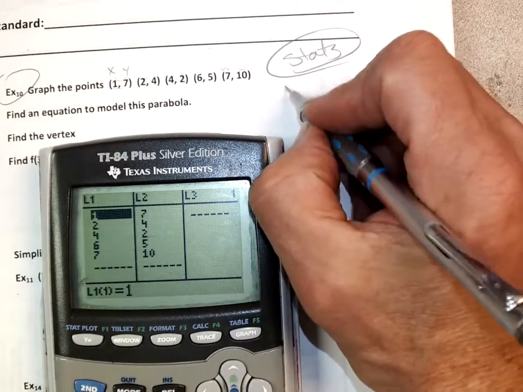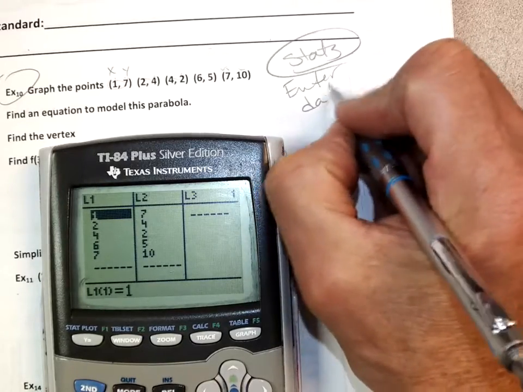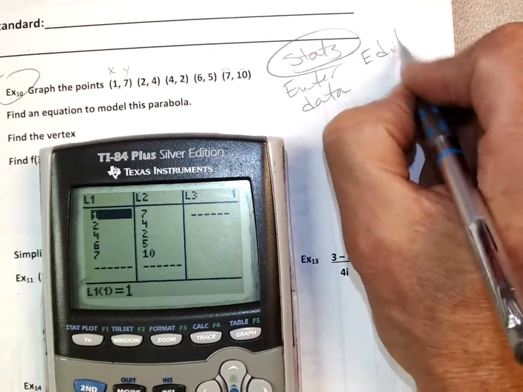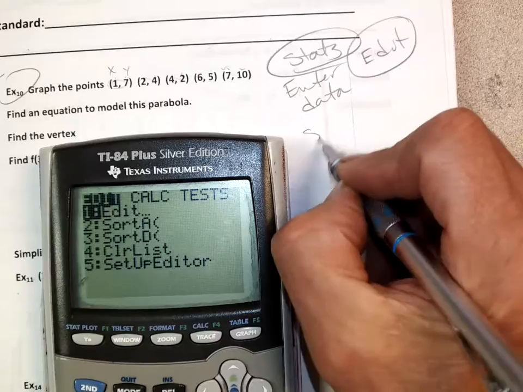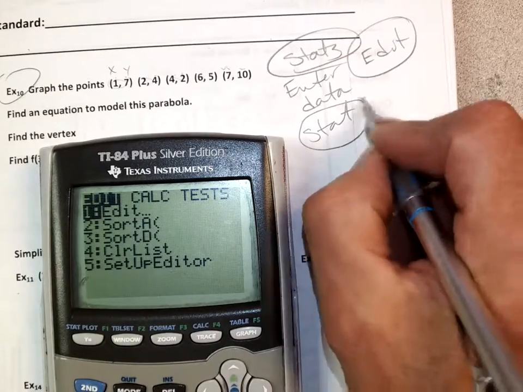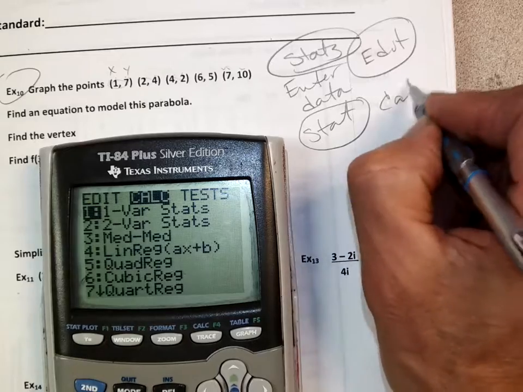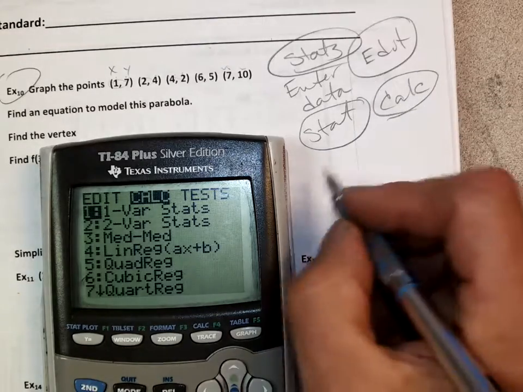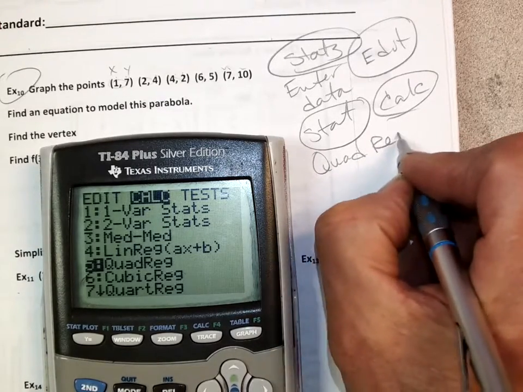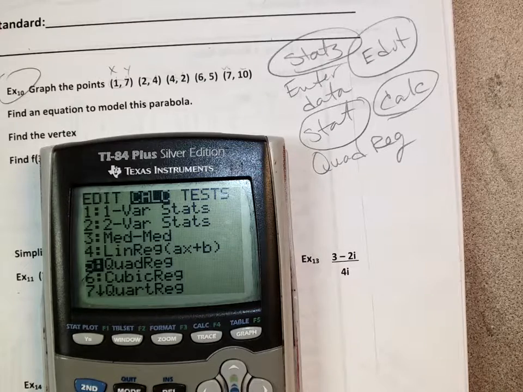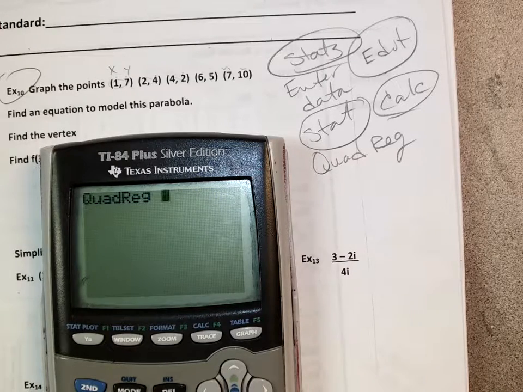So we're going to go ahead and enter data, and that's under edit, right? So go to edit, enter data. Then we're going to go back to stat, and we want to calculate. But we want to calculate the quad reg. We need the quadratic regression, okay? So I push enter. And now I need to tell it what two lists I'm using. So I can go list 1, comma, list 2, right? And I push enter, and there's my answer.